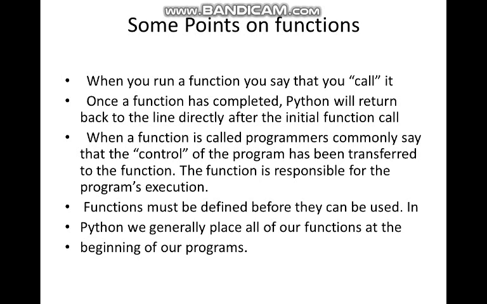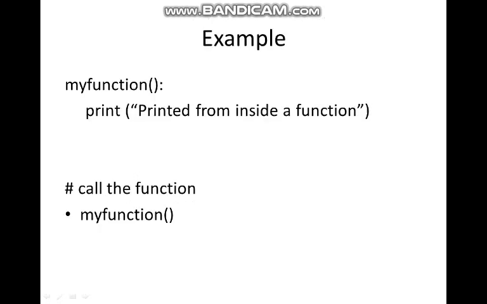So some points on functions. When you run a function, you say that you are calling the function. Once the function has completed, what will happen? Python will return back to the line directly after the initial function call. That means we call the function from here, the function is called, this statement will be executed. What will happen next? The control will return to the next line after the function call. Next line, there's no next statement, so the program will be terminated here. Supposing there is some other statement here, it will be executed after this print statement.